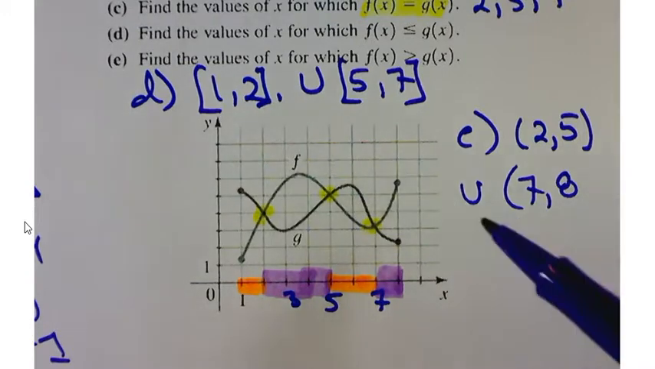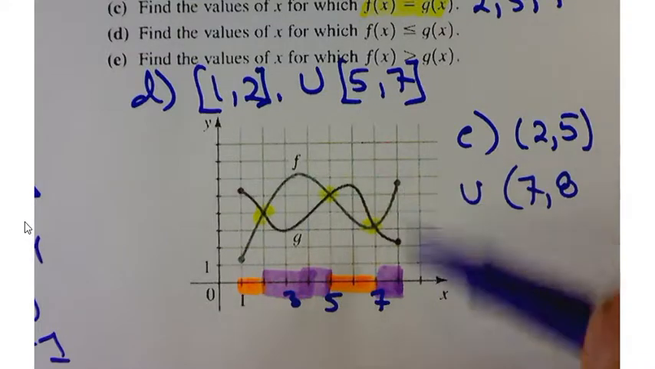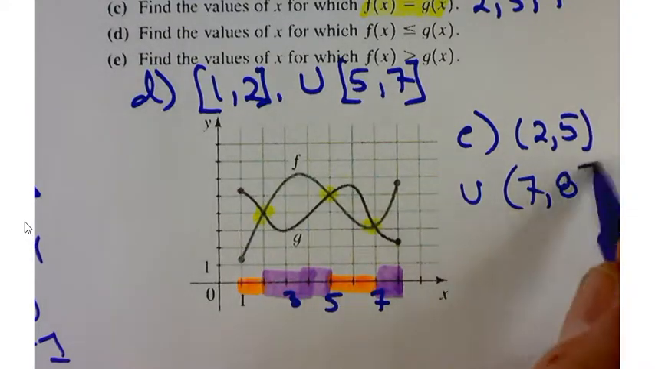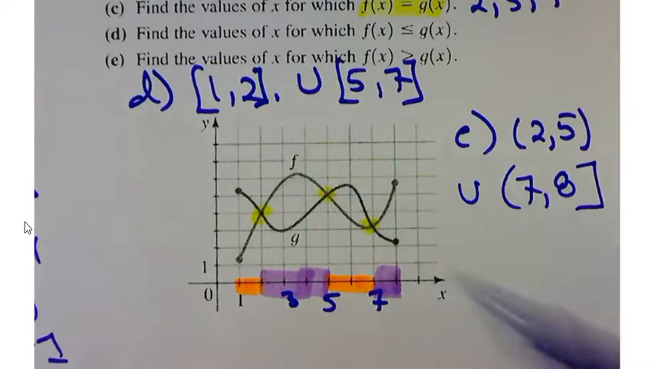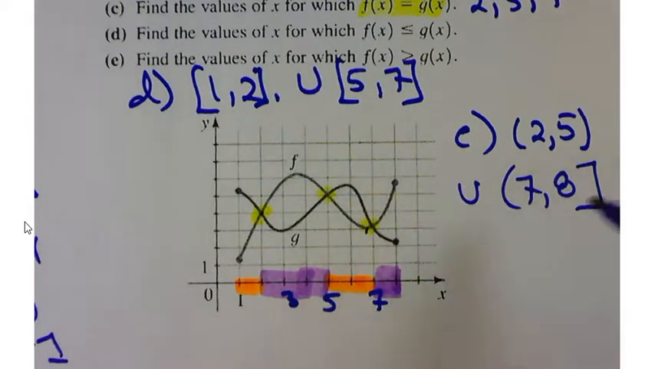Yeah, bracket, because g of x is smaller than f of x at that point. So we can include what happens at the 8. The difference is that here they're equal, so we have to throw that one out. But here we don't have to throw that one out. So we can include the 8 there. All right, good deal.